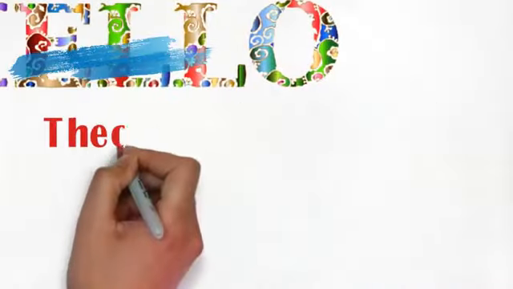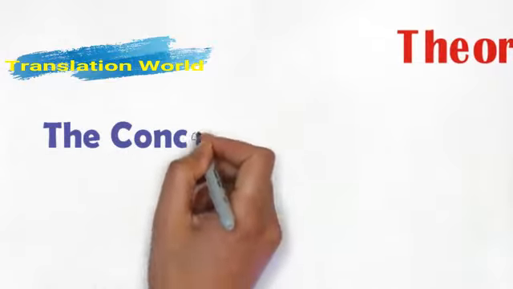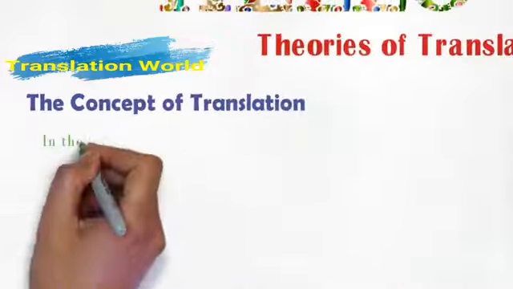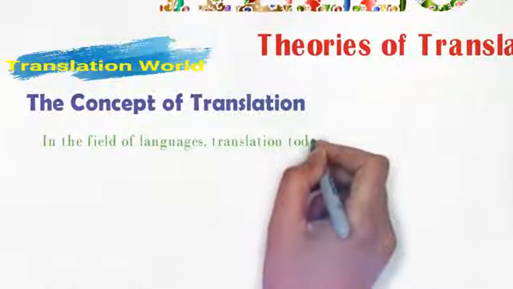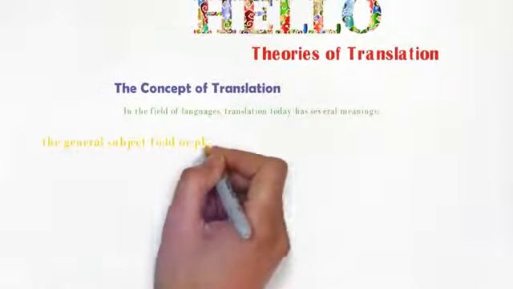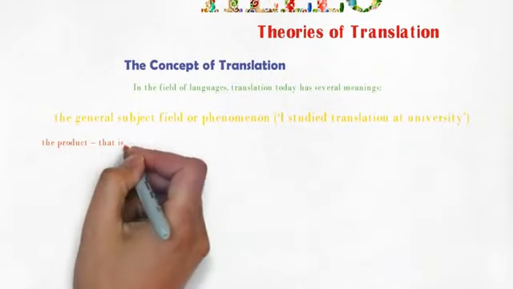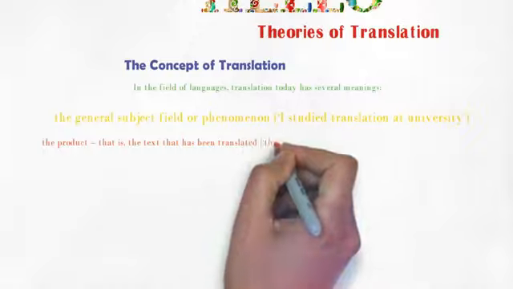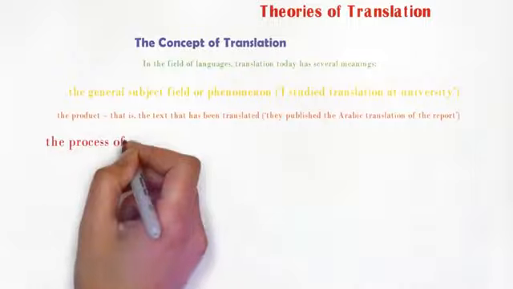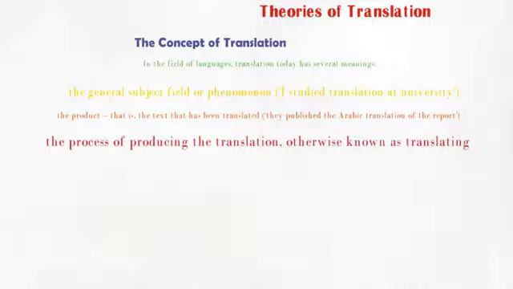Hello everybody. Theories of translation. What about? The concept of translation. First of all, we can say simply in the field of languages, translation today has several meanings. Number one, the general subject field or phenomenon. For example, I studied translation at university. Number two, the product, that is the text that has been translated. For example, they published the Arabic translation of the report. Number three, the process of producing the translation, otherwise known as translating.